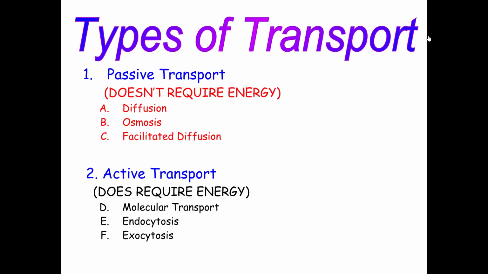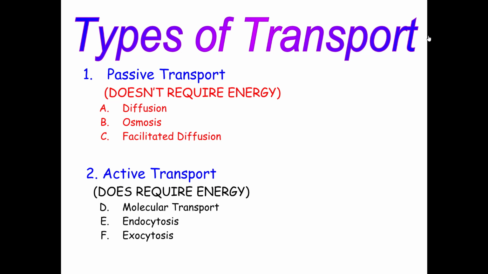So what we're going to focus on today is two main types of transport: passive transport, which does not require energy, and active transport, which does require energy. Today, we're focusing on passive transport, where it does not require energy. That includes diffusion, osmosis, and facilitated diffusion.